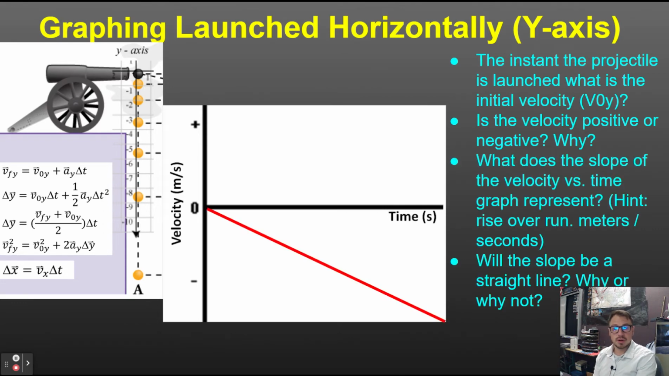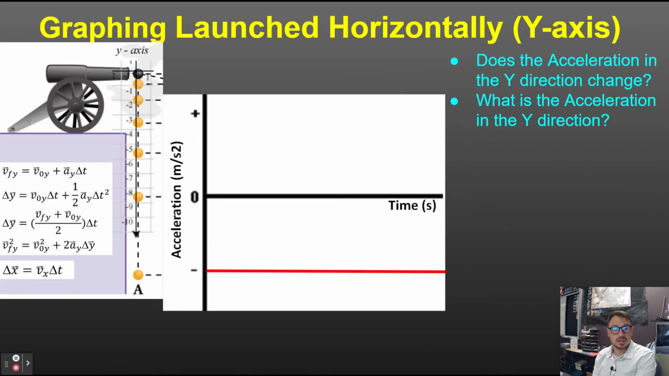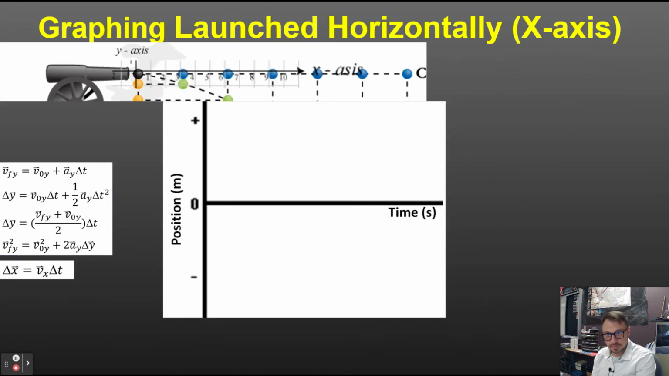Well, it starts at 0, right? It starts at rest, and it's going to be getting faster and faster in the negative direction. I know that this is a straight line because the slope of this line is going to be the acceleration, and I have a constant acceleration. In fact, I know the acceleration. It's negative 10 meters per second squared.